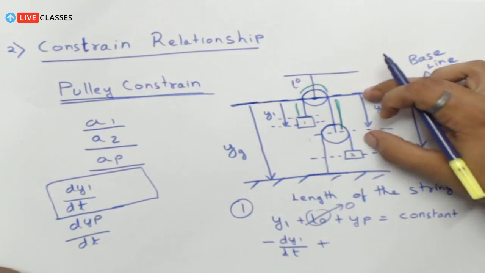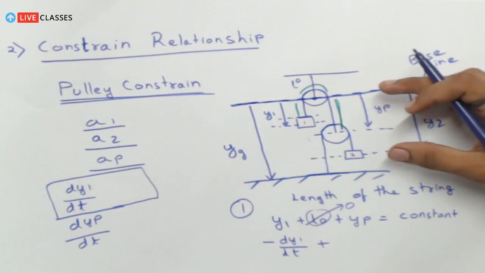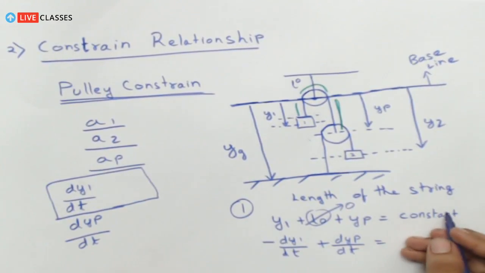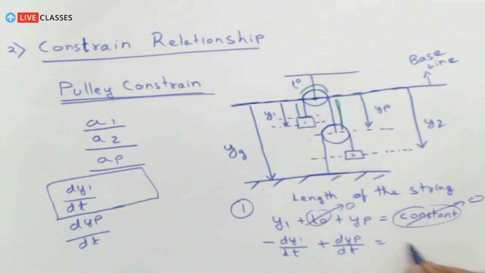Plus yp is extending, meaning the rate of change of yp is positive because yp is increasing. So positive dyp by dt equals a constant. Here also it was constant, the length of the string, whatever it is, take L, that whole comes out to be 0. This also became 0.